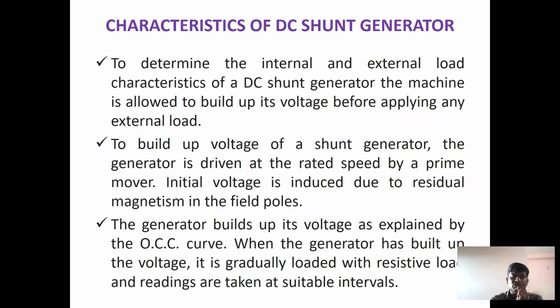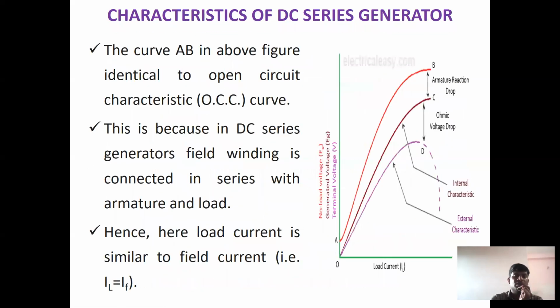Okay. In the DC shunt generator, the internal and external load characteristics are already explained, by developing the induced EMF, that is, developing the voltage before applying any external load. So let us see characteristics of DC series generators. In the series generator, we simply observe the current.